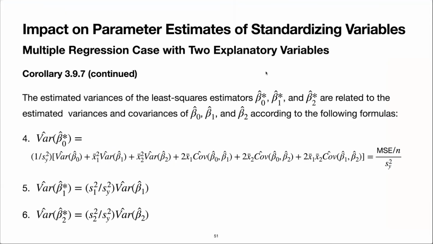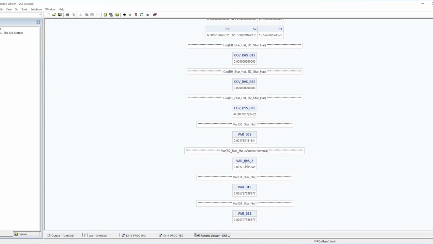If we go back to the slides, this is the slide that I'm talking about where we had the two formulas for the estimated variance of beta 0 star hat. We have this rather long, complicated formula, and we have this really nice formula here that it simplifies to. And again, you can see here that regardless of which of those two formulas we use, we get the same value.